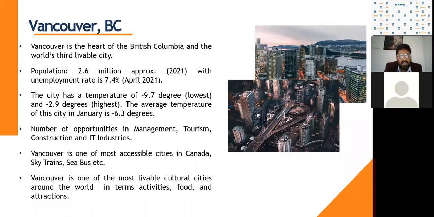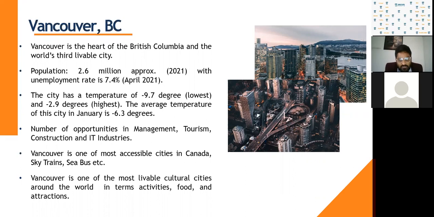Now, talking about our other city where our campus is located, which is Vancouver. As most of the people might know, Vancouver is the heart of British Columbia, and it has also been voted as the world's third most livable city in 2020 itself. So, world's third livable city is in terms of the culture that you get to see in this particular Canada region. The local Canadian culture is very much prominent in Vancouver city.